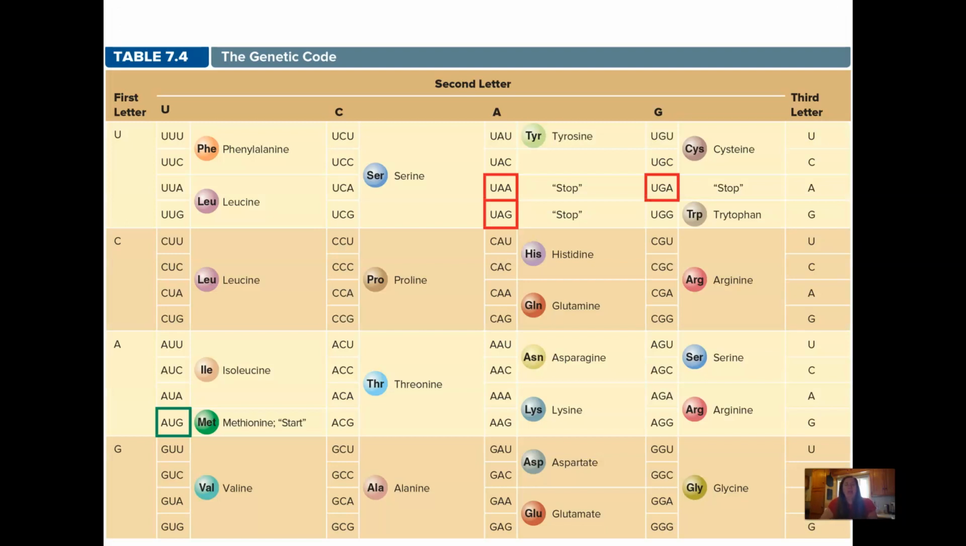Cool. So that's how our genetic code works, and you can see that there's some overlap here. For example, all four of these codons code for the same amino acid, serine. Essentially, that third position of the codon doesn't really matter. It can be a U, a C, an A, or a G, and all four of those options still code for serine.